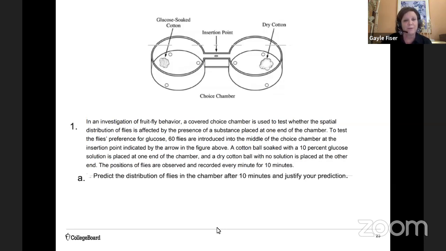To test the fly's preference for glucose, 60 flies are introduced into the middle of the choice chamber at the insertion point indicated by the arrow in the figure above. A cotton ball soaked with a 10% glucose solution is placed at one end of the chamber, and a dry cotton ball with no solution is placed at the other end. The positions of the flies are observed and recorded every minute for 10 minutes. Predict the distribution of flies in the chamber after 10 minutes and justify your prediction. Take just 20 seconds and make a prediction of where those 60 flies are going to be.